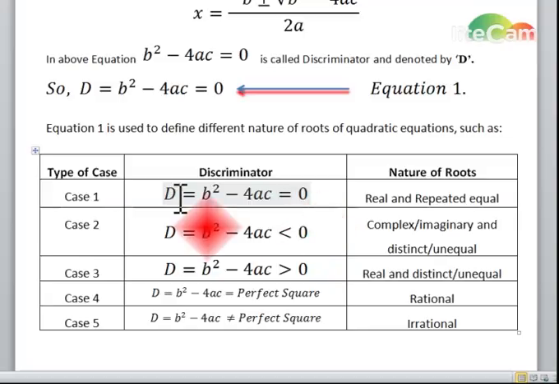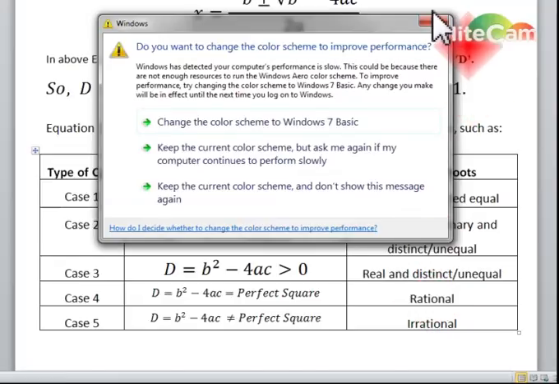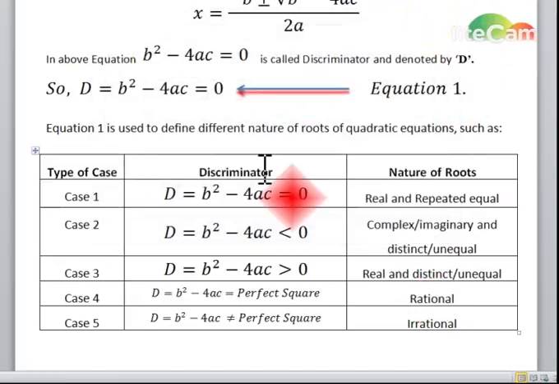If the discriminant D is equal to 0, roots will be real, repeated and equal. If the discriminant is less than 0, roots will be complex and distinct. Likewise, if the discriminant is greater than 0, roots will be real and unequal. Similarly, if the discriminant is a perfect square, which is case 4, the roots will be rational.